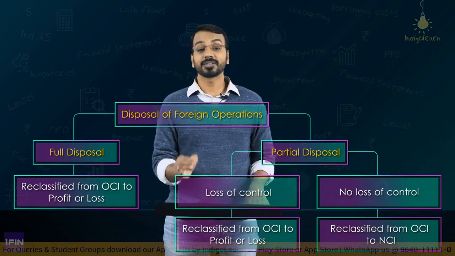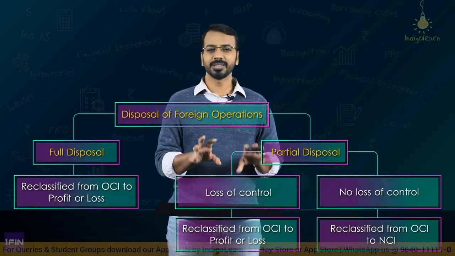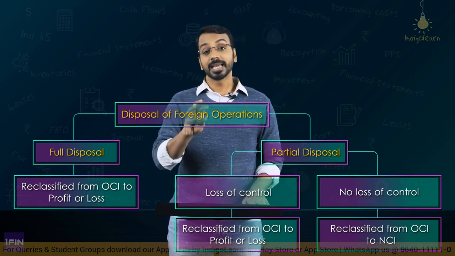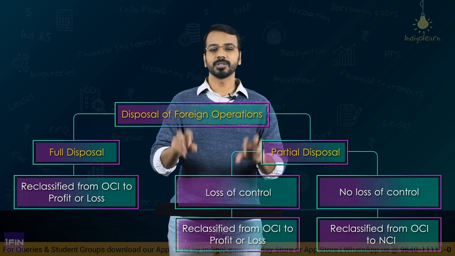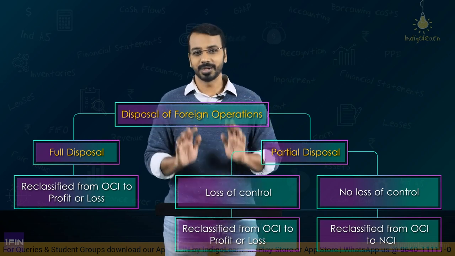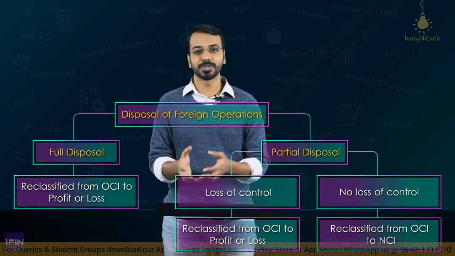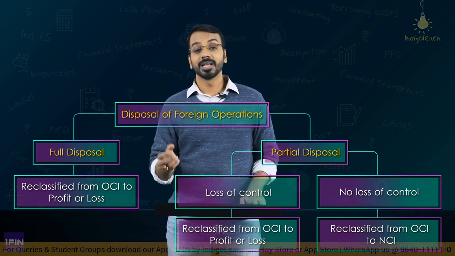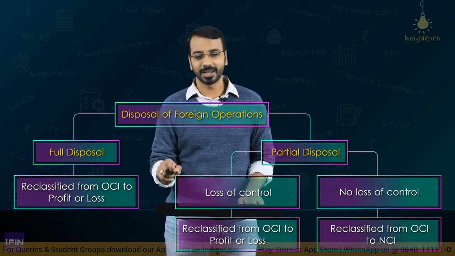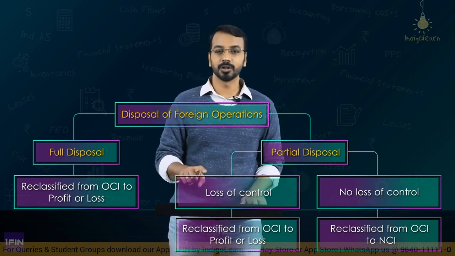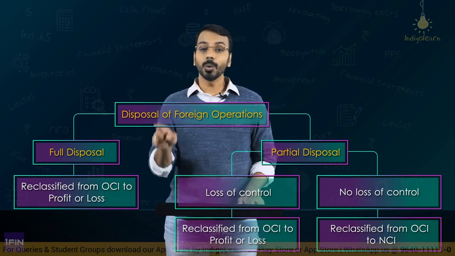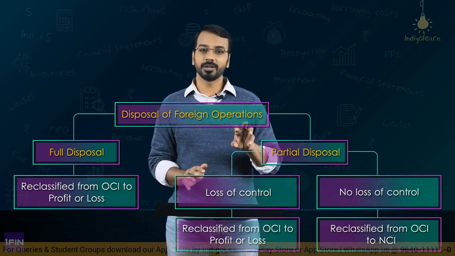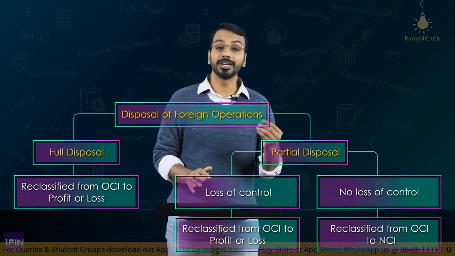Okay. So, friends, as far as disposal of a foreign operation is concerned, there could be multiple scenarios, and for each scenario there are different treatments. First, if there is a full disposal, meaning you have sold off everything, then the treatment is pretty simple. That full disposal could be of a subsidiary, a joint arrangement, a branch, anything. Whenever there is a full disposal, what will we do? Whatever we have recognized in the OCI, that is the foreign currency translation reserve, will be transferred to the P&L. A very simple treatment.